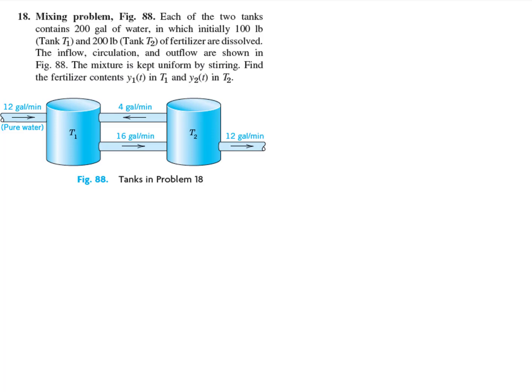So mixing problem here, we have two tanks and they each contain 200 gallons. I'll just kind of list that on there. So they each contain 200 gallons of water. Initially there's 100 pounds in tank 1 and 200 pounds in tank 2. So tank 1 at time 0, the amount of salt in it is 100, and tank 2 at time 0, the amount of salt in it is 200 pounds of fertilizer. Okay, I said salt, this one's fertilizer. Okay, so the inflow, circulation, and outflow are shown in this picture, and it's kept uniform by stirring.